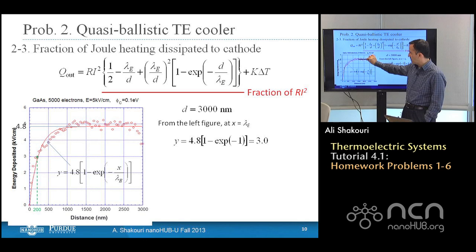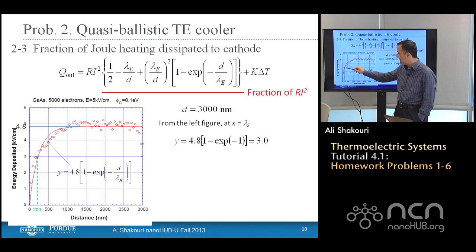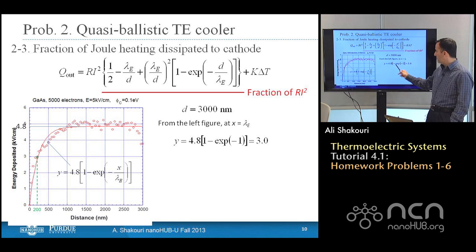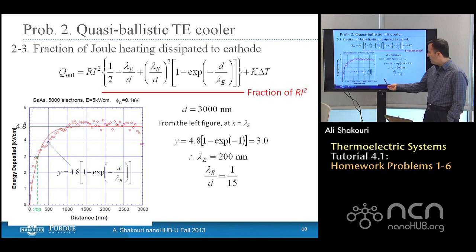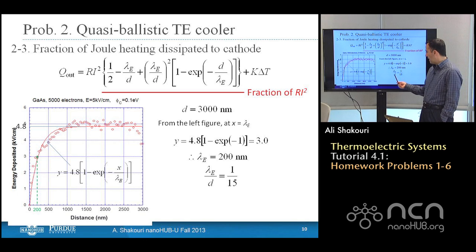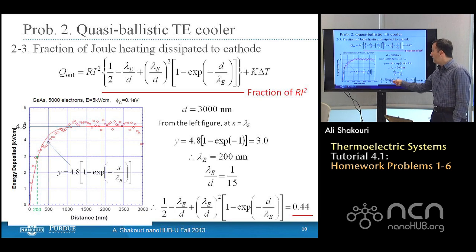You say the average field was 4.8, close to the 5 applied. The distance for which the exponential drops by a 1/e factor is 200 nanometers. So the distance over which the amplitude goes from 4.8 down to 3 is 200 nanometers. The barrier thickness is 3000 nanometers, 3 microns. So the ratio of lambda E divided by D is 115. You put 115 in this expression, everything depends only on this ratio. What you get is that this coefficient for Joule becomes 0.44.